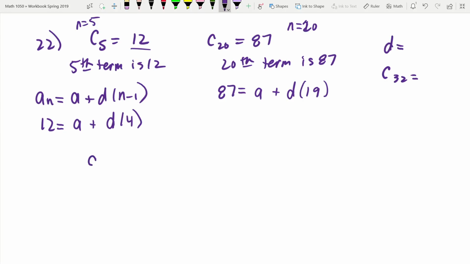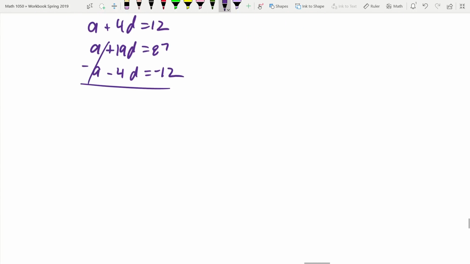And now look what I have, guys. I have a plus 4d equals 12, and I have a plus 19d equals 87. I just have a system of equations that I need to solve. So if I changed all the signs, like negative a minus 4d equals negative 12, and combined those, then I would get 15d equals, looks like 75. Yep, 75. And then if I divide it by 15, now I know the common difference is 5.